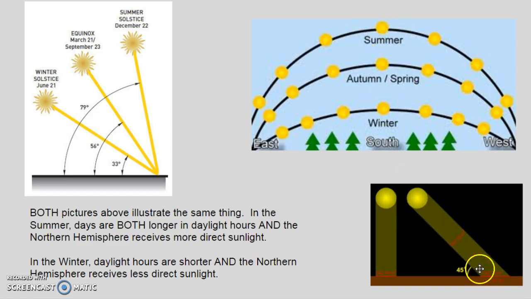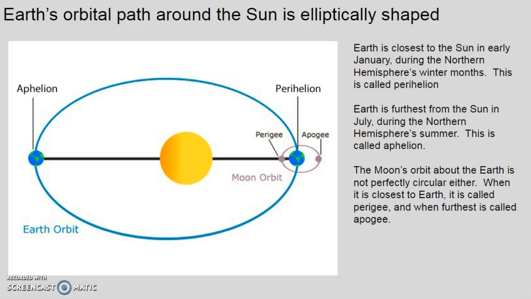And when it's at an angle, like in the winter, that heat energy is spread out over a greater area. And therefore, we will be experiencing the heat difference, and we would be recognizing that as cooler temperatures. We call that winter. So now let's look at the Earth's orbital path around the sun.